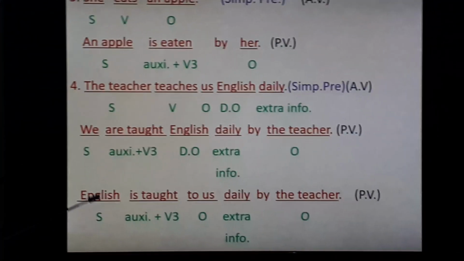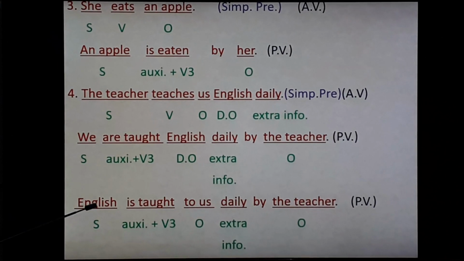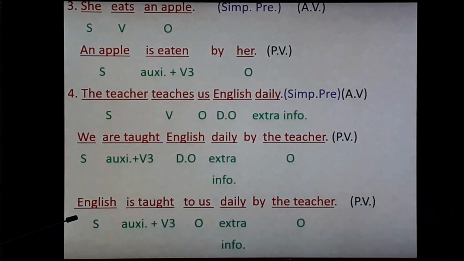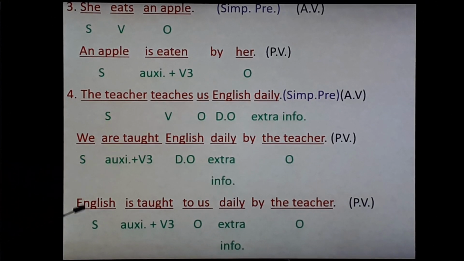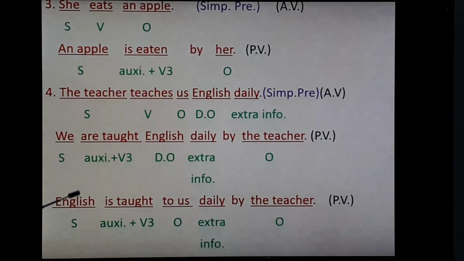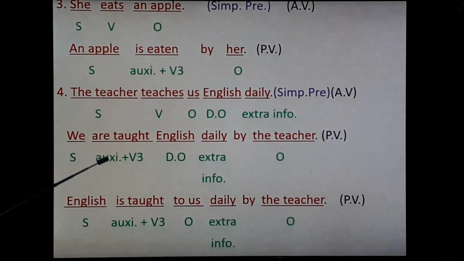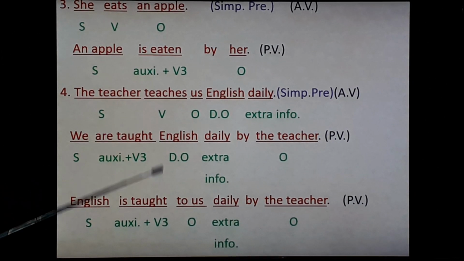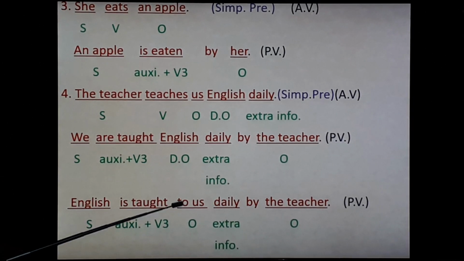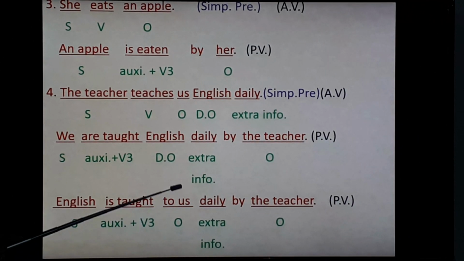If you want to make passive with this direct object, what to do? So first of all you have to write down this one, direct object, in the beginning of passive voice. So first English will come. Okay. Now verb, simple present tense. So here according to subject you have to put auxiliary verb first of all. So after English you will put is, then V3 form of teach, taught. Then this is indirect object. That's why you have to put to before writing us. That's why I have put to us.